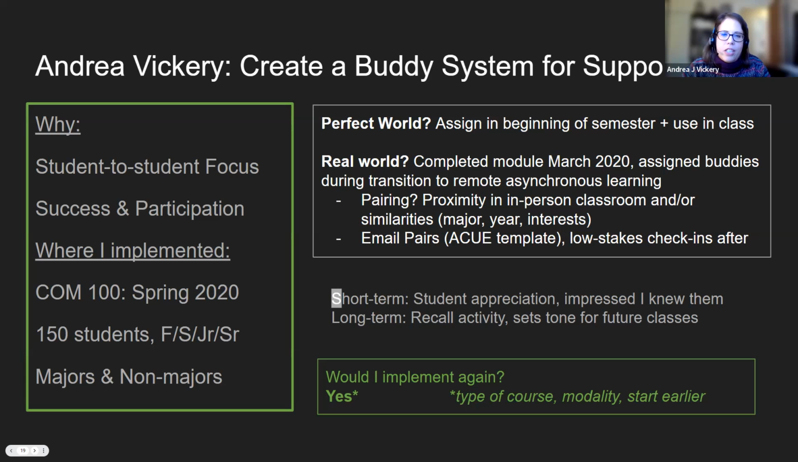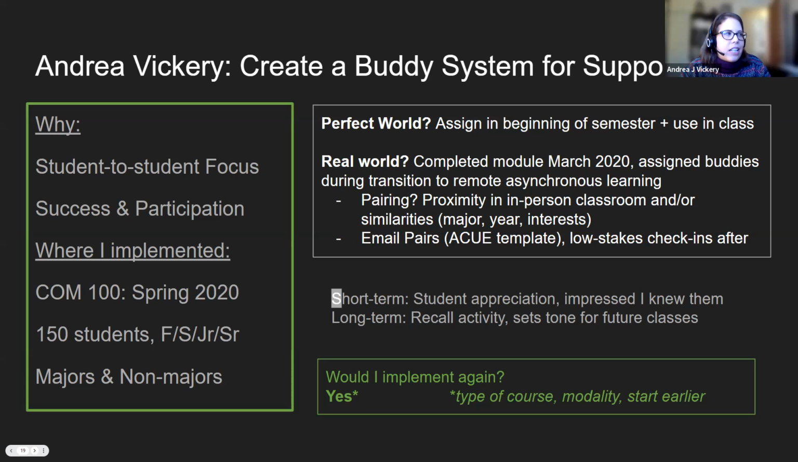That's why I wanted to share it, because it shows the importance of the ACUE structure. Why they recommend an activity like creating a buddy system for support is that it is focused on the student-to-student relationship. It's tied into these ideas of success and participation in the classroom. People are going to continue to show up. They're going to persist if they know someone else is there that cares about them in addition to the instructor.